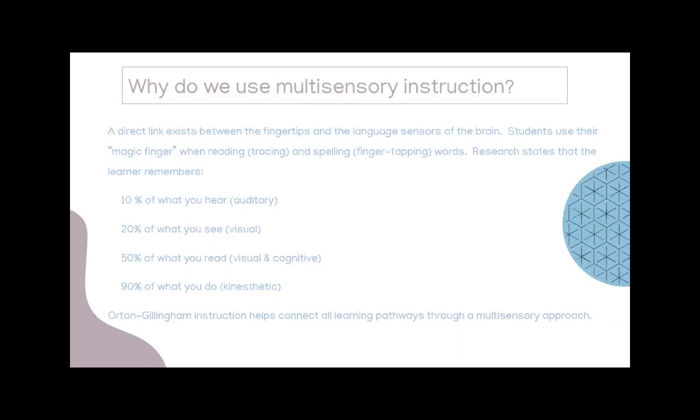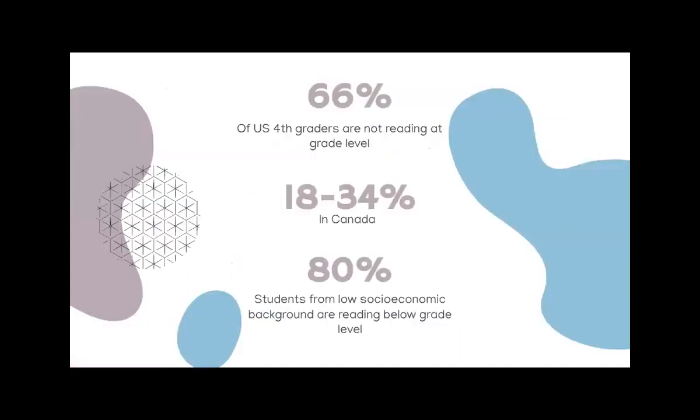So if we can combine all of that, it helps to connect all of our learning pathways through that multisensory approach, which is why when we're planning for work with our students, we want to incorporate as many of these different sensory experiences as we possibly can. So again, why is this so important for us? In the United States, 66% of fourth graders are found to not be reading at grade level.